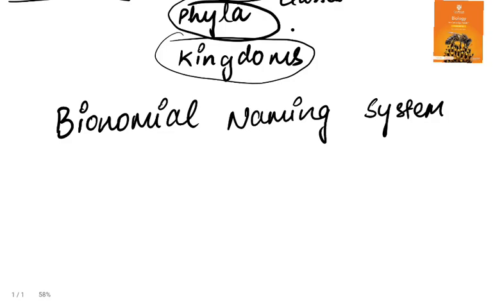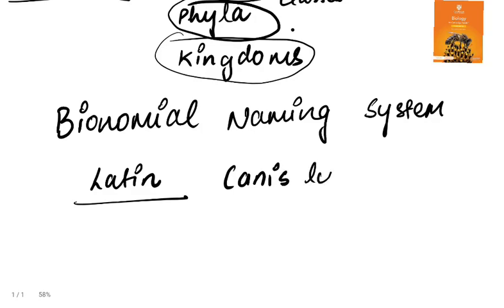Linnaeus gave every species, every organism, two names. One was a Latin name. This is called the binomial system. The first name is the genus the organism belongs to, and it is always capital. The first letter will be capital, and the second name will always be small. So the two-word system is called binomial. Like, let's say a wolf: you can write Canis lupus. So this is capital, this is small.